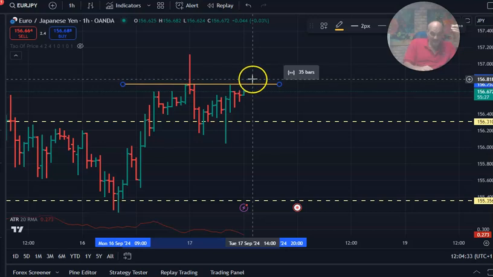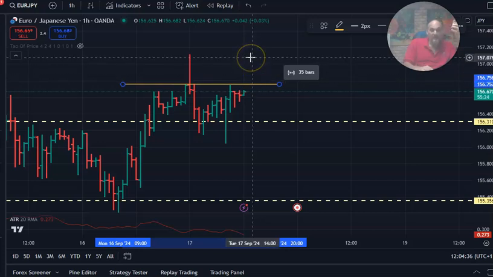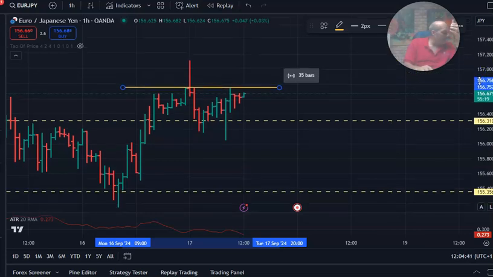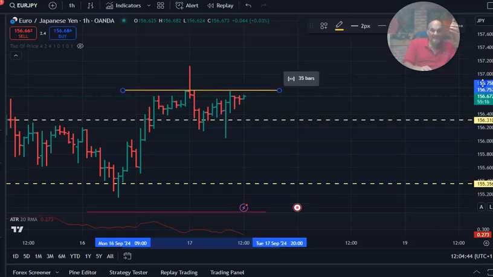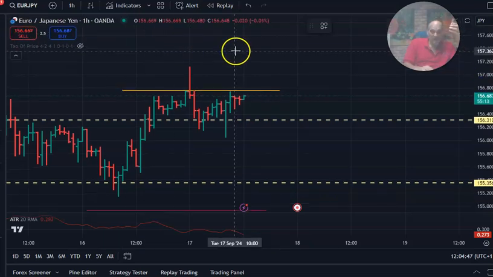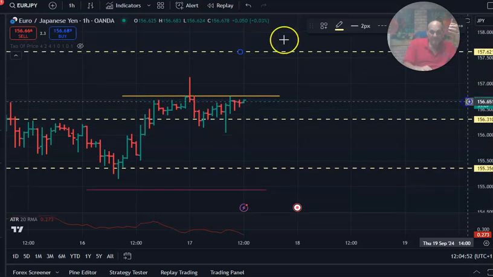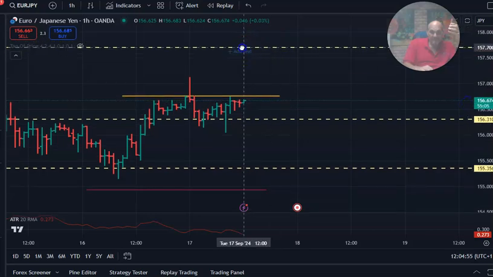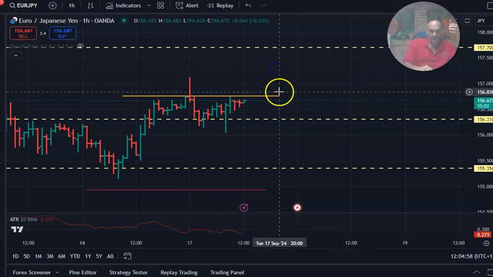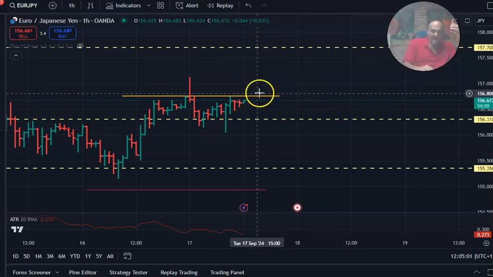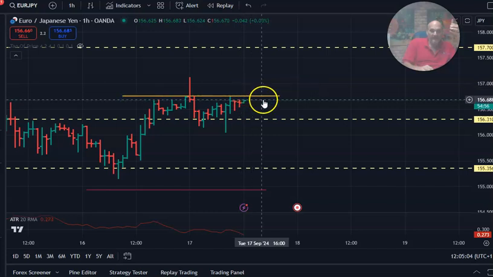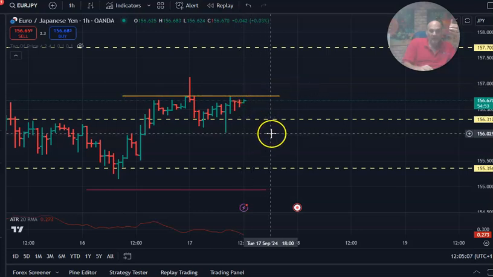156.74. If it can get up through here, and then the queen confirms we're going back up towards the 157.20 level, and then there's a level also at 157.67. Okay, so say 157.70, that's close enough. So this is like the pivot point. If it cannot get up through here, it's going back down towards the 156.31 level, the low of the day.